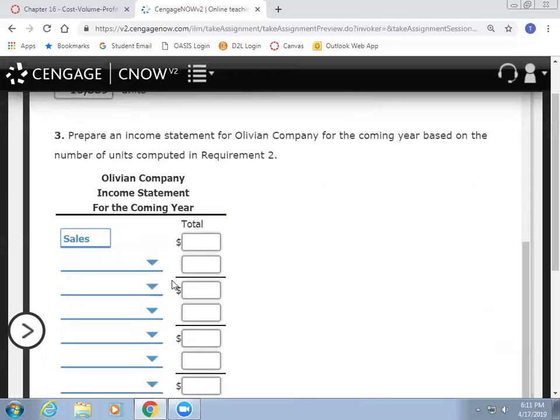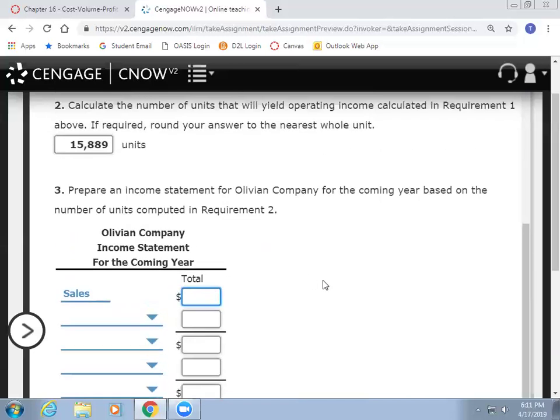So we start with sales. Sales is 15,889 units times the $275 sales price. So sales would be what? 4,369,475.